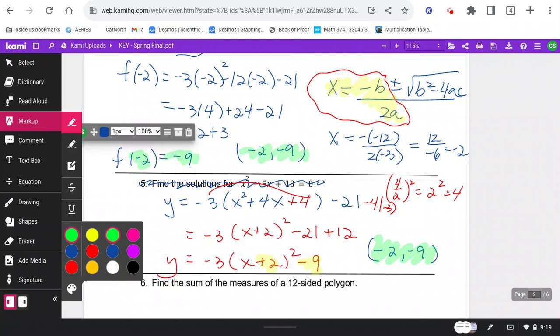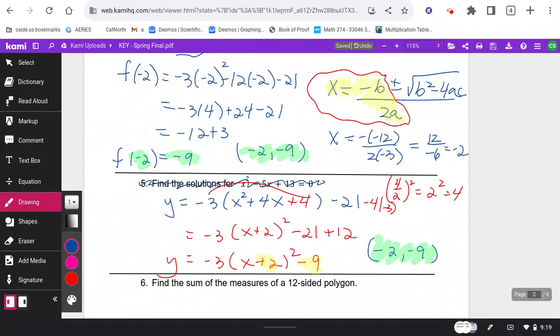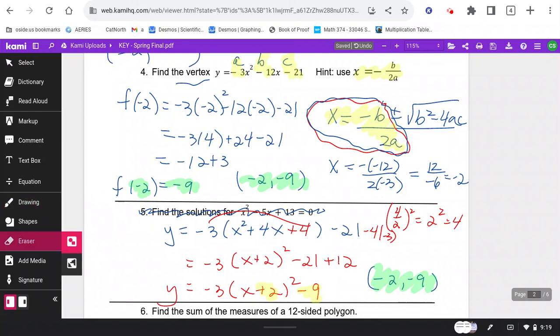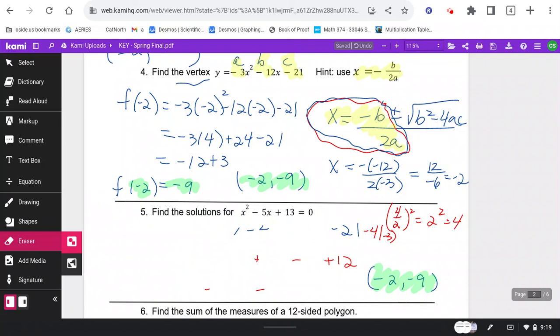So which way made more sense to you? Which way was easier for you to find the vertex? Do you want to go write this little vertex formula onto your toolkit? Did that make more sense to you, or do you like doing it the way you already know, vertex form? Up to you. I'm going to erase this now because I need space to go do the actual number 5.